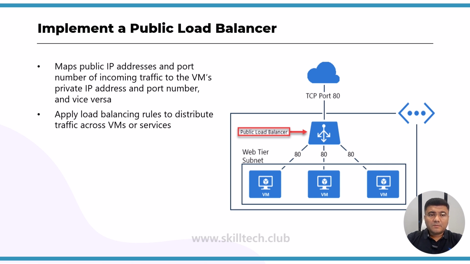Let's understand the first one, the public load balancer. As the name suggests, it's going to map public IP addresses and port numbers of incoming traffic to the virtual machine's private IP addresses and port numbers, and vice versa. As you can see here, the first point shows that we have a cloud-specific TCP port which is open. Incoming traffic coming from the internet is going to get public load balancing distribution to maybe multiple virtual machines. These virtual machines are going to be your web layer virtual machines, basically having your web applications deployed inside them. This applies load balancing rules to distribute traffic across the multiple virtual machines which are available.